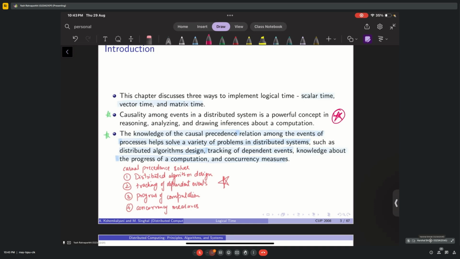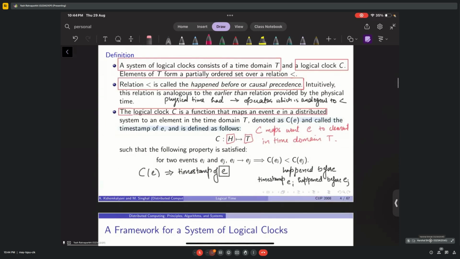Other than that, knowledge of the causal precedence relationship among the events of a process helps solve a variety of problems in distributed systems, such as, first, distributed algorithm design. Second is tracking of dependent events. This is very important, and you will understand this in a nutshell. Third is knowledge about the progress of the computation, and fourth is concurrency measure. Concurrency means if two events are happening concurrently, how will it be handled. All of this is handled using causal precedence.